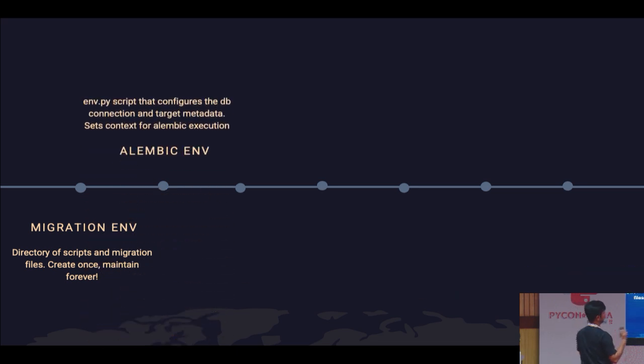Then comes your Alembic environment. Now, don't get confused here. The migration environment is kind of the superset, and within that is the Alembic environment. This has the environment.py file that configures the database connection and the target metadata. It sets the context for the Alembic execution. So what do I mean by that?